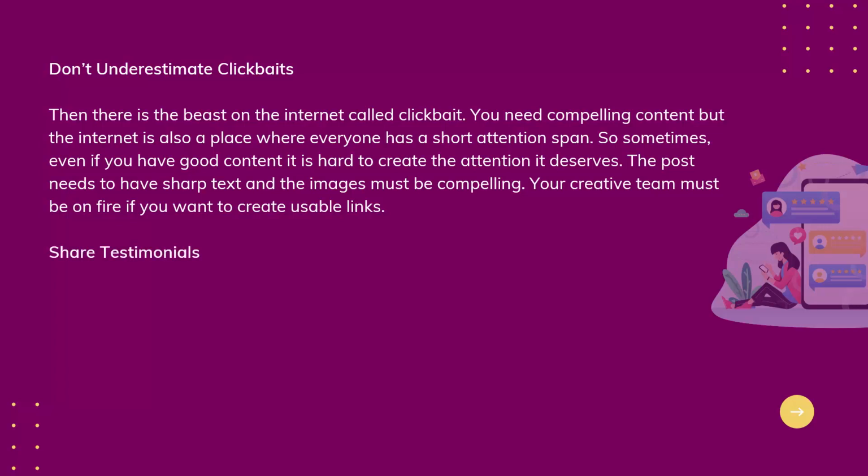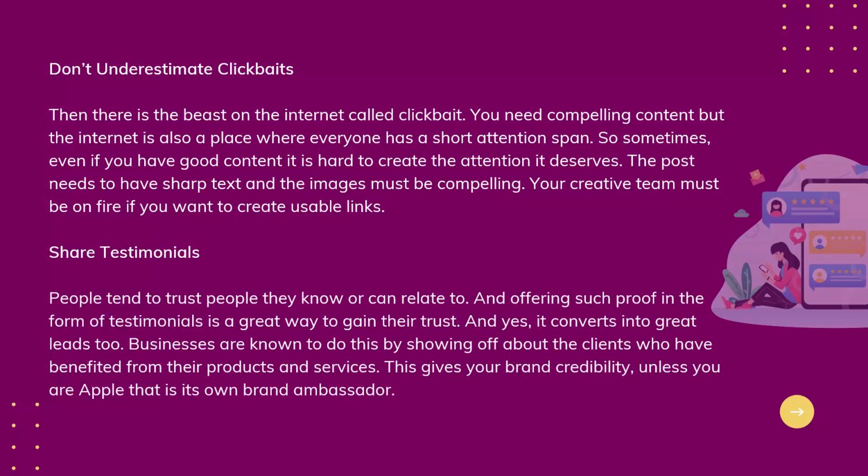Share testimonials. People tend to trust people they know or can relate to, and offering such proof in the form of testimonials is a great way to gain their trust, and yes, it converts into great leads too. Businesses are known to do this by showing off about the clients who have benefited from their products and services. This gives your brand credibility. Unless you're Apple, that is its own brand ambassador.